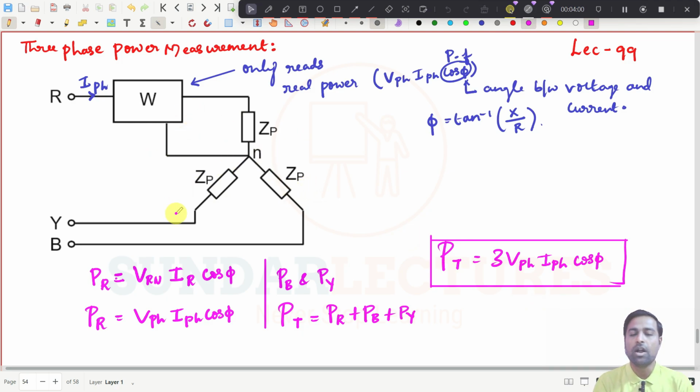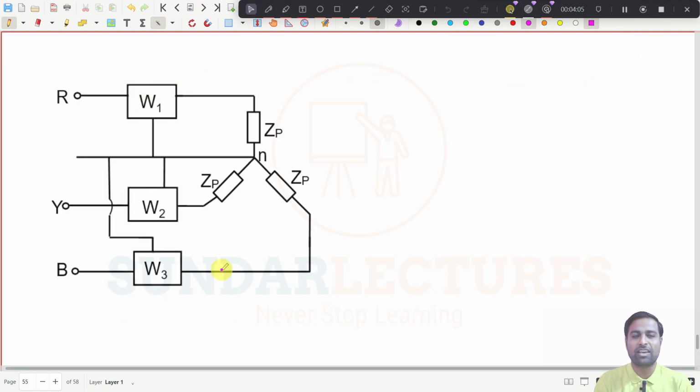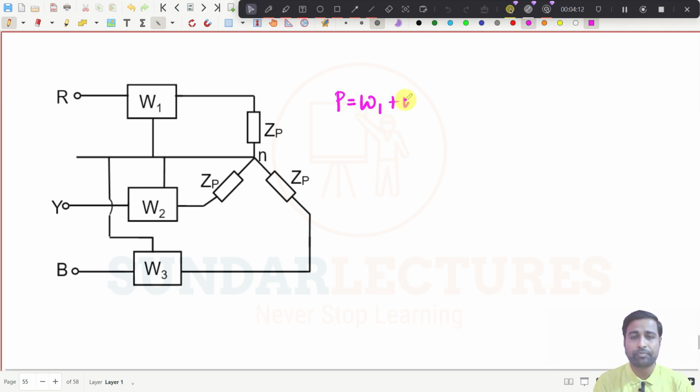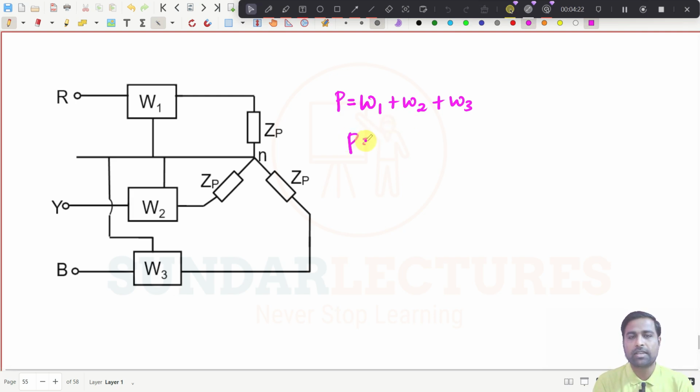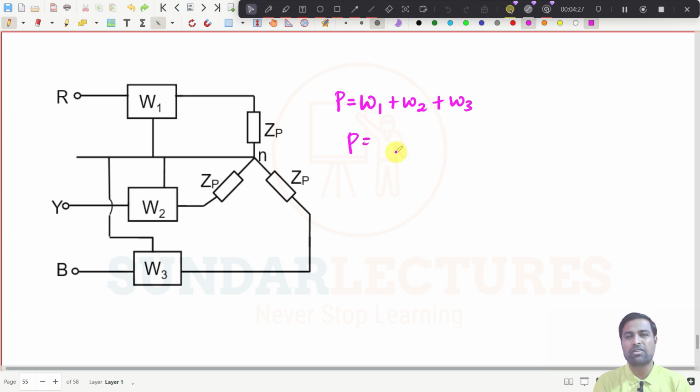Now, for example, you have one wattmeter here. Look at this one now. What is the total power here? That is W1 plus W2 plus W3. That is the total power, right? You can easily understand, P is equal to the three wattmeter readings. Whatever you read in wattmeters 1, 2, 3, that will be the answer, right?